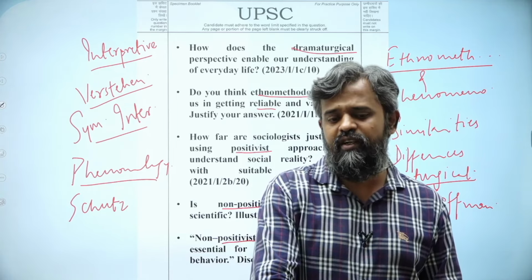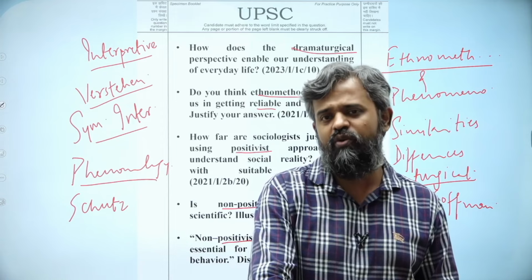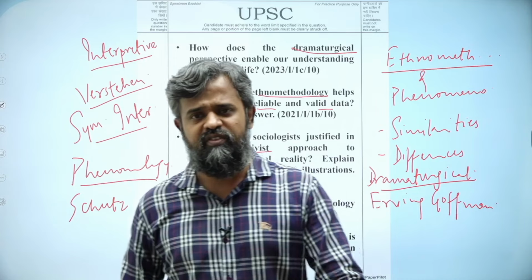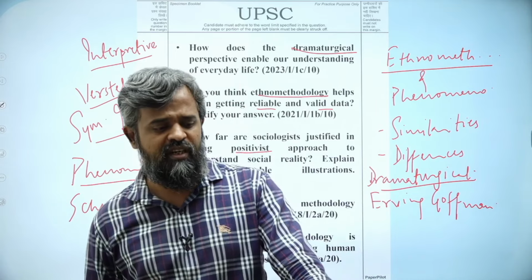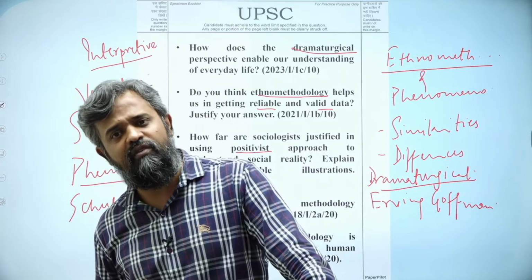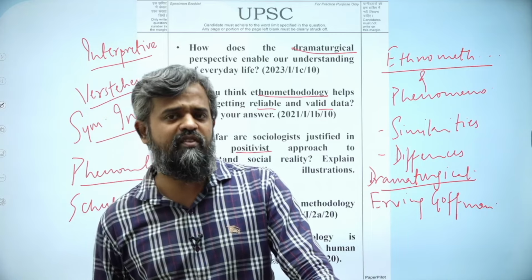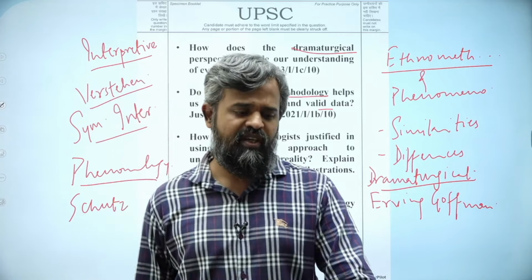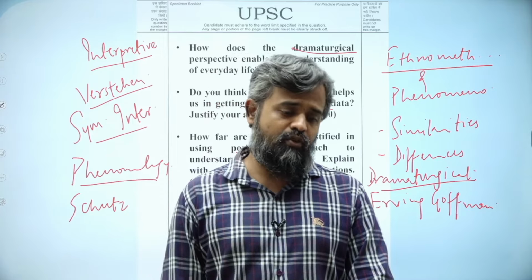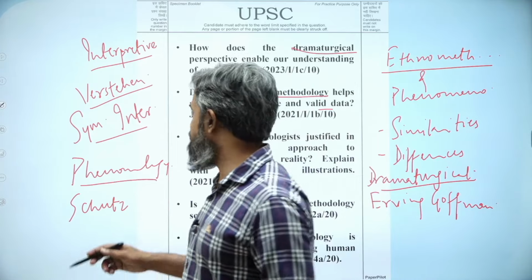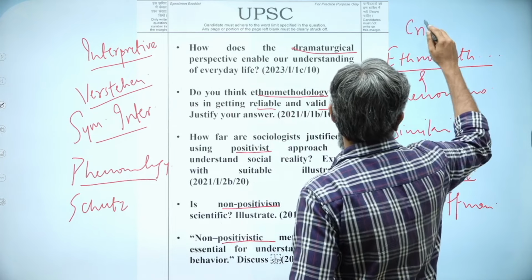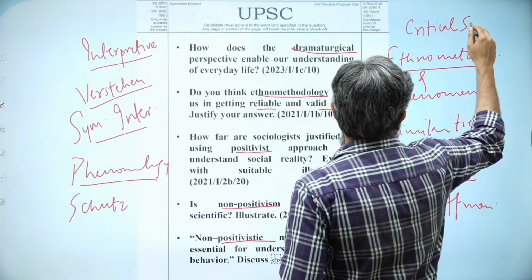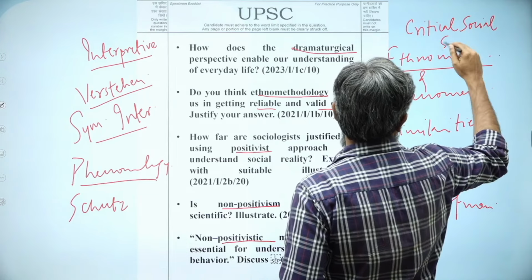Then we have feminism, and I don't want to go into the details of feminism because this is something that you have already done. So within feminism, radical feminism, liberal feminism, Marxist socialist feminism. Then there is critical social science. Again, a possible 10 marker, critical social science.